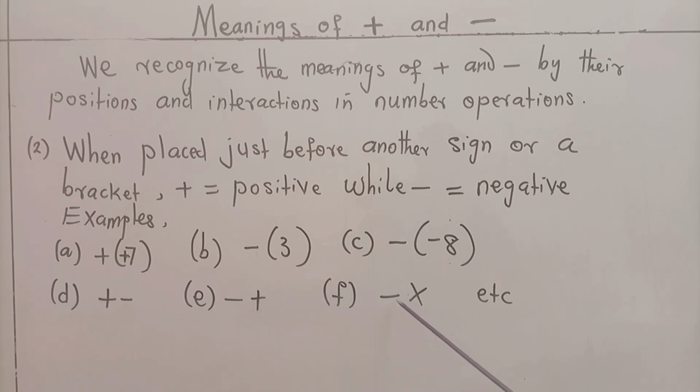Then in this number f, this is minus of multiplication. That is negative of whatever answer you get after multiplication, and so on and so forth, having such like operations. So don't forget that so far we have considered two major ways of knowing what the meaning of plus and minus is whenever they occur in number operations. I hope what I said so far was clear to you.